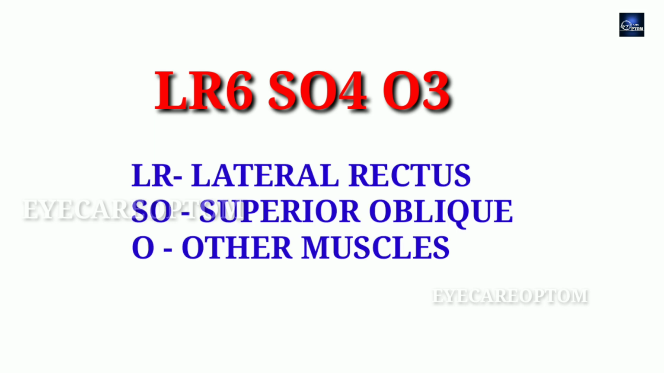Just remember this mnemonic called LR6SO4O3 for the nerve supply. LR is the lateral rectus, which is supplied by the 6th cranial nerve, and SO is the superior oblique muscle, which is supplied by the 4th cranial nerve, and O for other muscles, which are supplied by the 3rd cranial nerve.